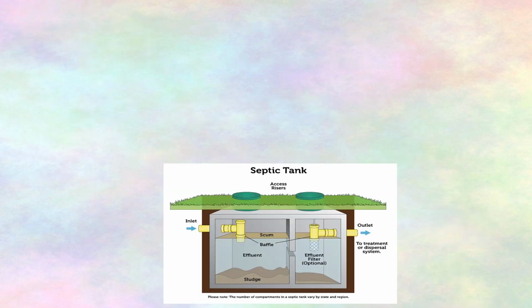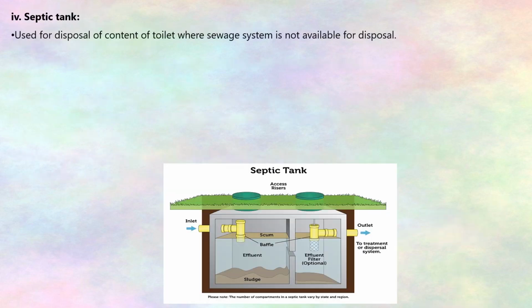The next comes the septic tank, as we all know. This is used for disposal of the content of toilets where the sewage system is not available for disposal. This is prepared under the ground.